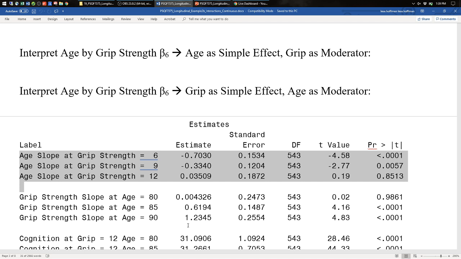So this pattern lends itself to the idea of regions of significance. It's like, well, it's significant at 9. At some point between 9 and 12, it shuts off, right? It becomes non-significant. What point is that? And then eventually, if we kept going, like grip strength of 100, it's going to go to positive because it's non-parallel lines. In thinking about the nature of the interaction, you'd want to know at what point it flips to positive and if any people are actually in your sample with that level. Let's go the other way.